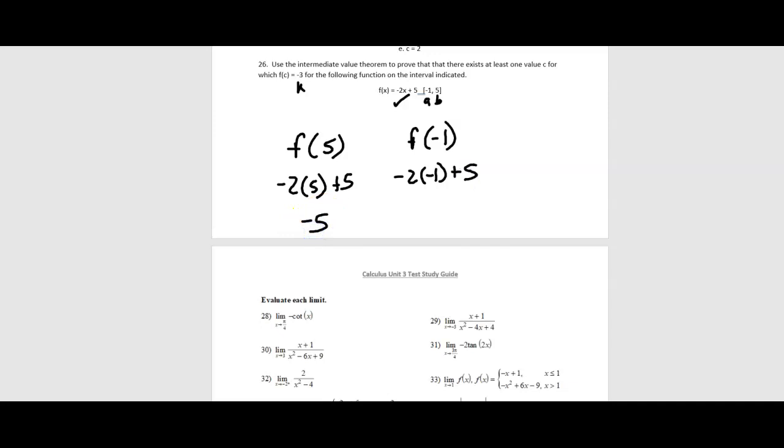That one gives me -5. This one gives me 9. Then the final thing we want to do is make sure that our K value is actually in between those two values. And sure enough, it is. So we're good to go ahead and make our statement.